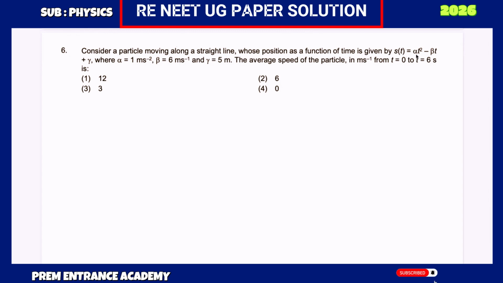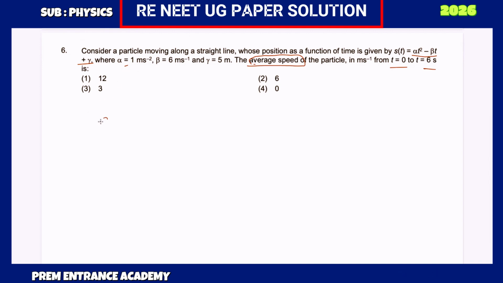by S(t) = αt² − βt + γ, where α, β and γ are given. You have to find the average speed of the particle in the time of 0 to 6 seconds.